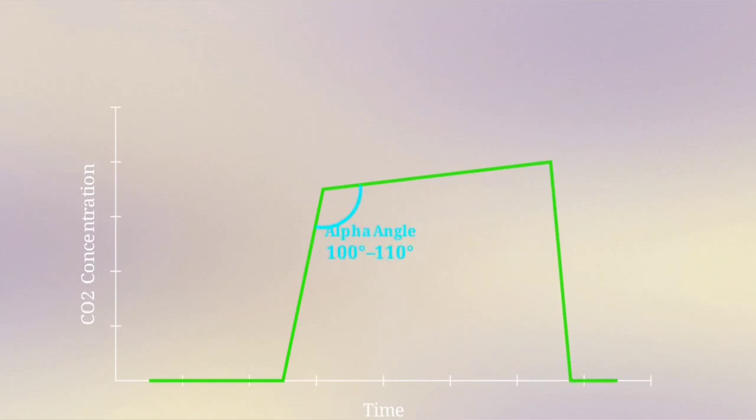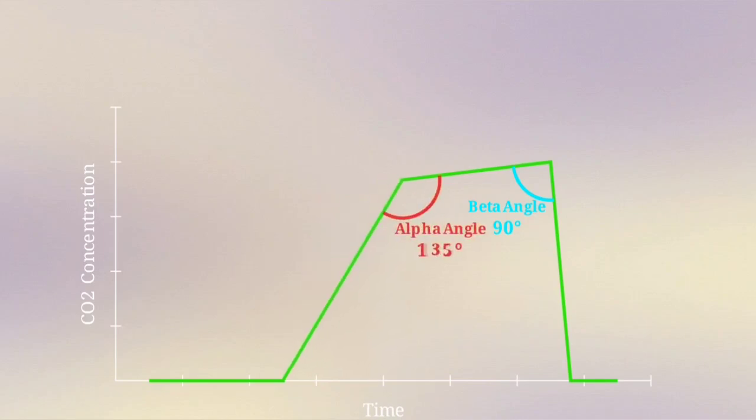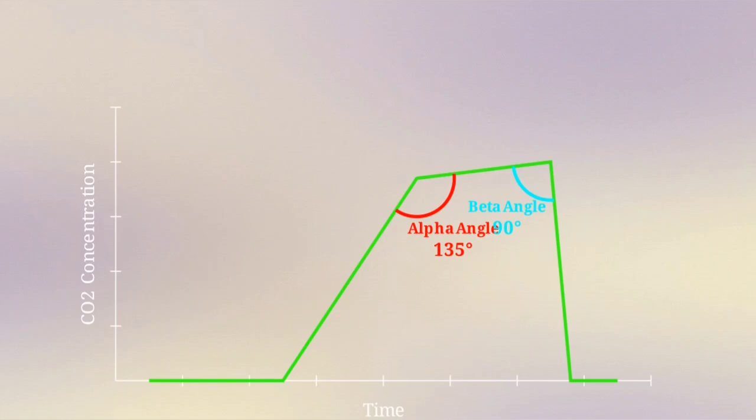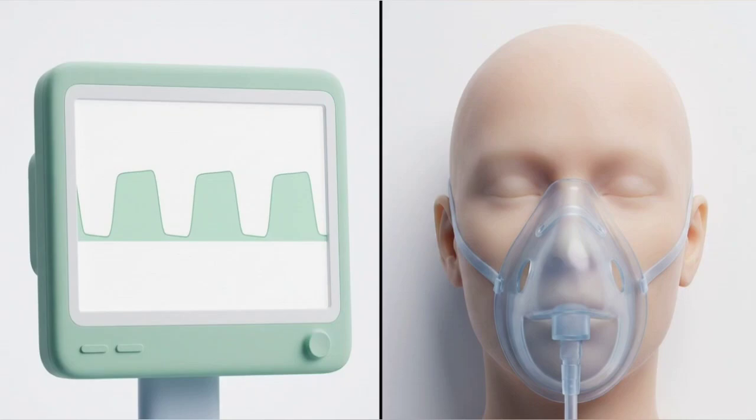The morphology is further defined by its angles. The alpha angle, located between phases 2 and 3, normally sits between 100 and 110 degrees. The beta angle, between phase 3 and the descending limb, is roughly 90 degrees. If the alpha angle increases, creating a slanted upstroke, it signals airway obstruction or the application of PEEP. The normal waveform provides a real-time mechanical map of the patient's respiratory cycle.